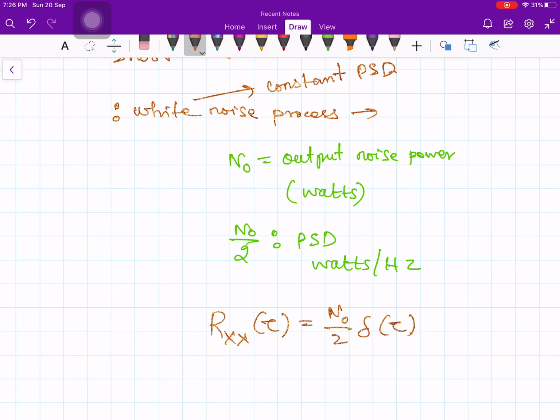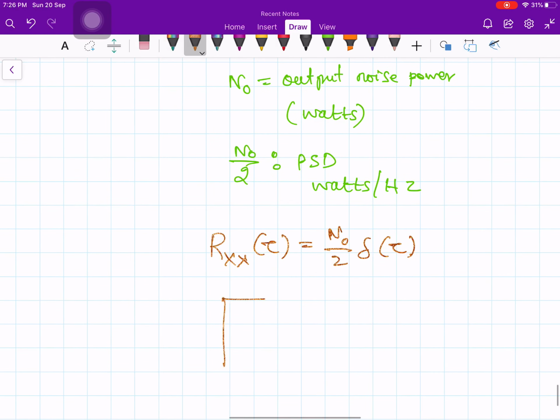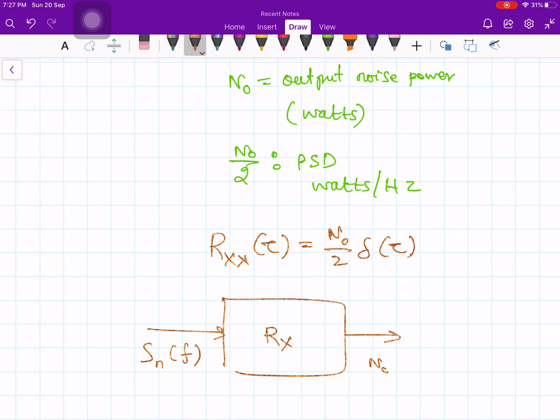Given that the noise is wide sense stationary Gaussian, and has a power spectral density function S n of f, what can we say about the noise power at the output of the receiver? You have the receiver and this is S suffix n of f. Now what can we say about the output noise power?